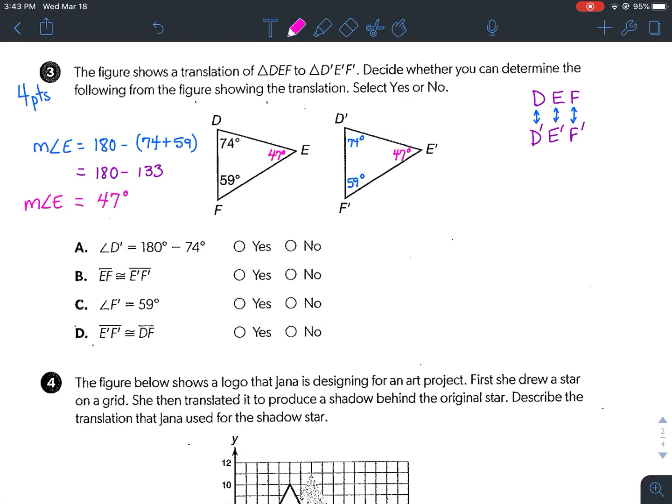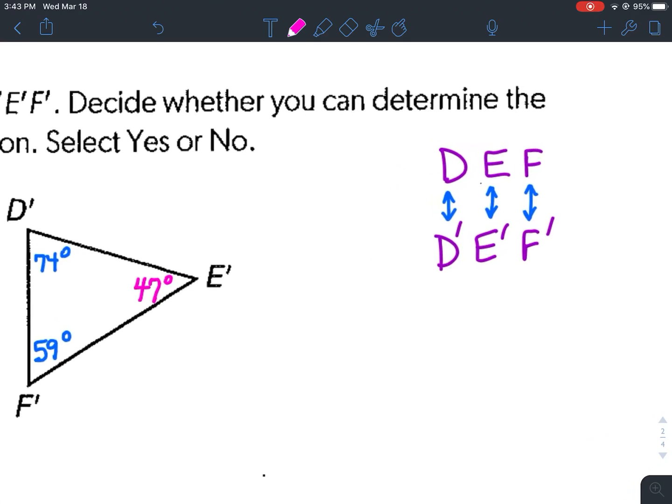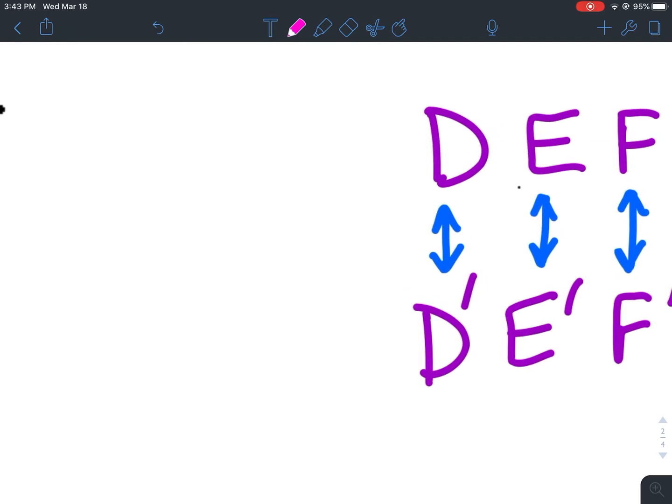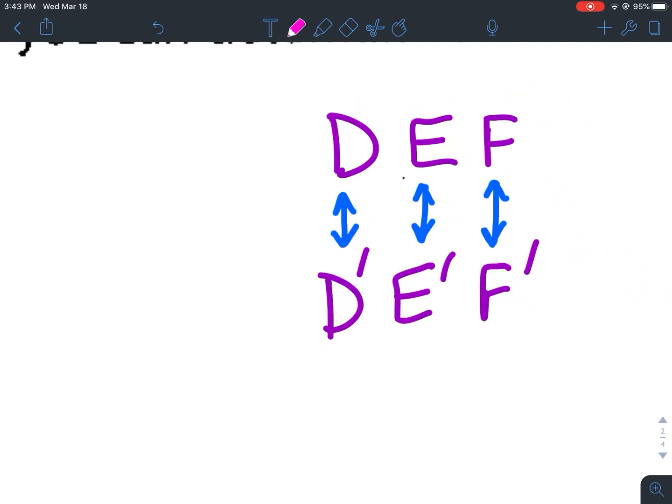Now, one thing I would have talked to you about in person if I could is that when they give you these two figures, line the letters up like this: D over D prime, E over E prime, F over F prime, because that means that D corresponds with D prime, E corresponds with E prime, F corresponds with F prime.